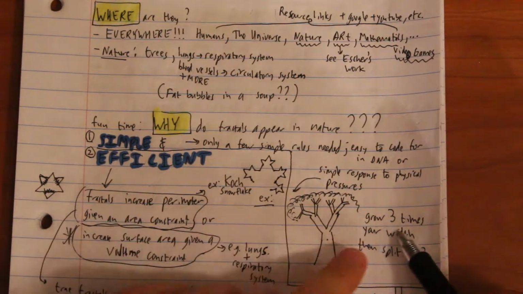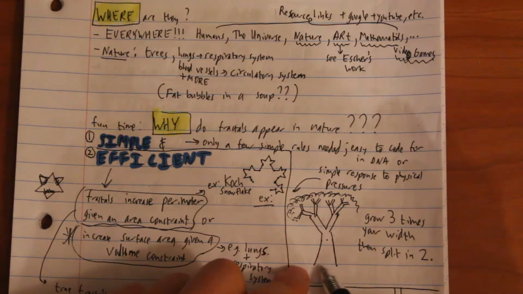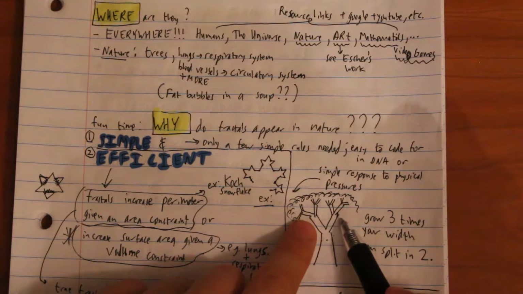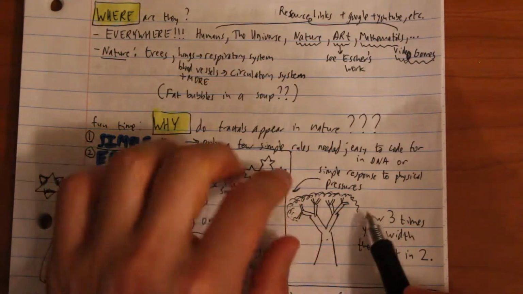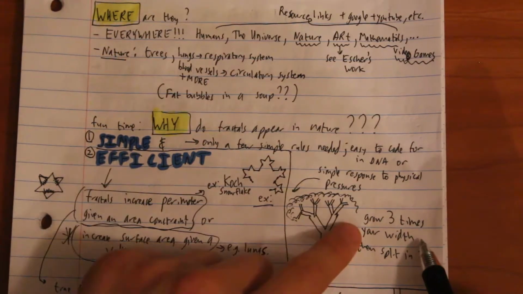You can just say grow 3 times your width and then split into 2. So let's say this is an inch, so this grew 3 inches, and then it split into 2. Each one of these is a little thinner now, so it grows proportionally. It keeps getting shorter and shorter and thinner, but there's more and more of them. So that's what I mean by it's very simple to code a fractal.